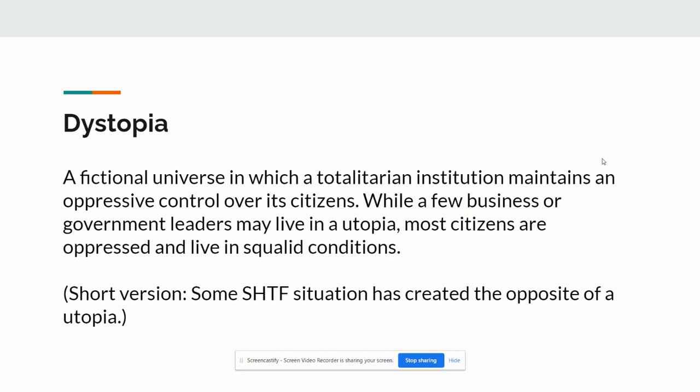Dystopia. Dystopia has bad crap happening. Utopia means everything is perfect. Dystopia means fecal matter has hit the whirling blades and bad crap has happened. And because this bad crap has happened, we have to have a hero or heroine or a group of heroes deal with the dystopian state, the dystopian situation.